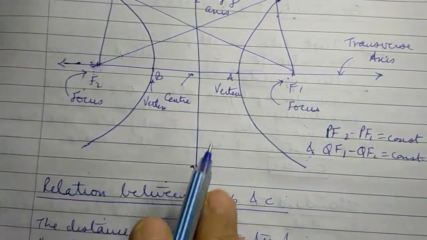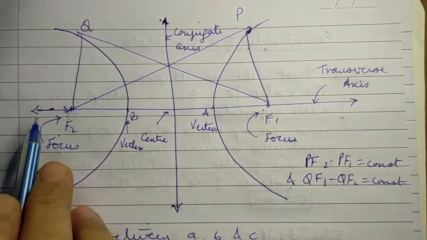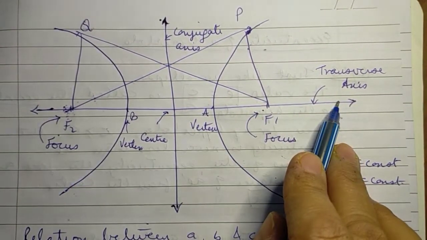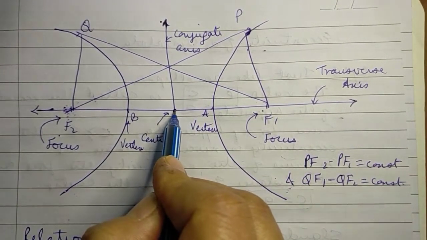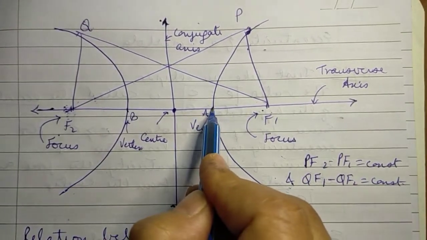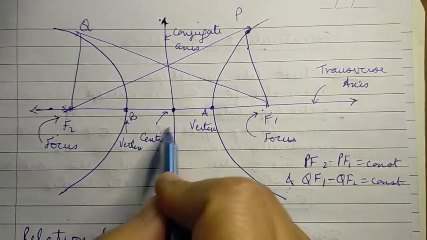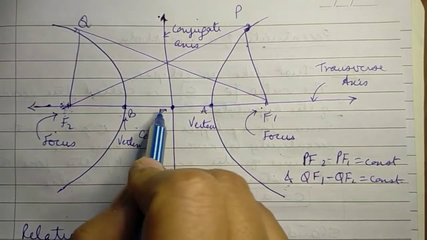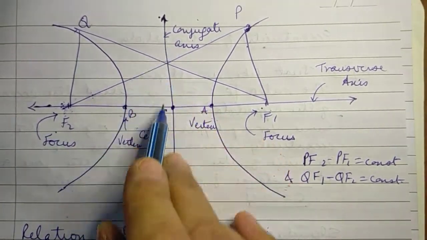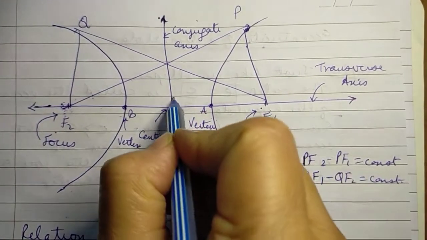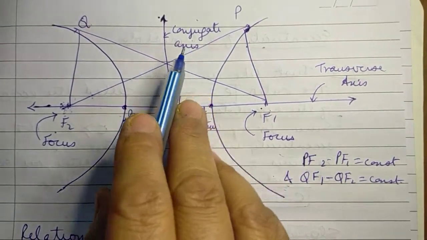So here we see that this is the hyperbola. These are the two foci. The line joining the two foci is called the transverse axis. The midpoint of the foci is called the center. Now the points of intersection of the hyperbola with the transverse axis, which are A and B, are called the two vertices, and the midpoint of the line joining the two vertices also coincides with the center. Now through the center, if you draw a line perpendicular to the transverse axis, we will get another axis which is called the conjugate axis.